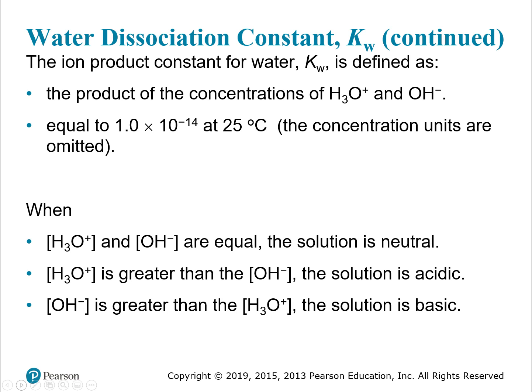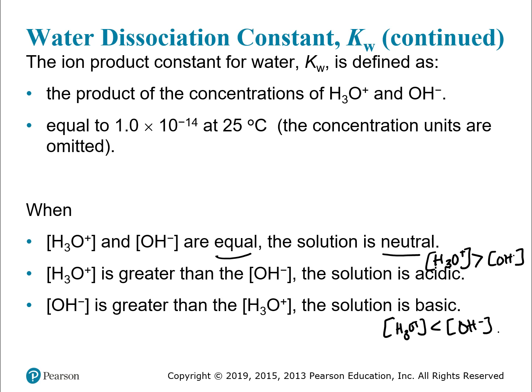And when we look at the concentration of the hydronium and the hydroxide, we can tell whether or not a solution is neutral, acidic, or basic. When the concentrations of hydronium and hydroxide are equal, the solution is neutral. If you have more hydronium than you do hydroxide, then the solution is acidic. If you have less hydronium than you do hydroxide, in other words, there's more hydroxide, then your solution is basic.